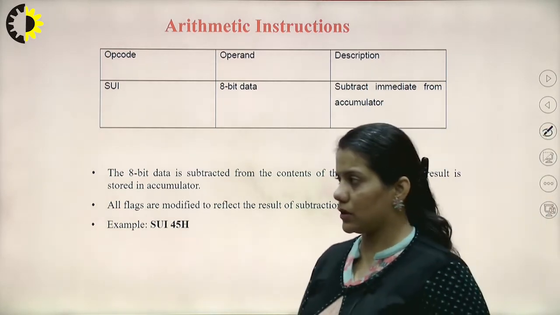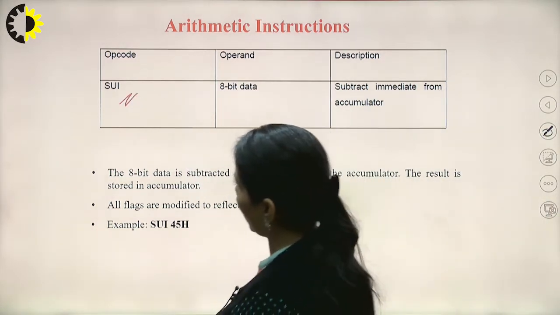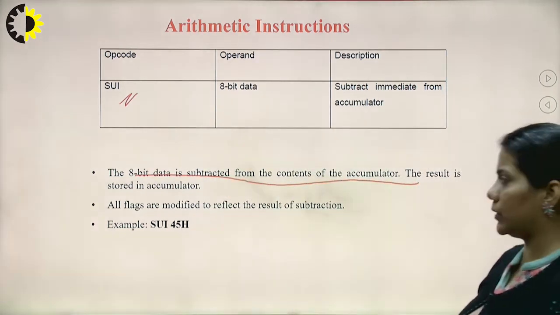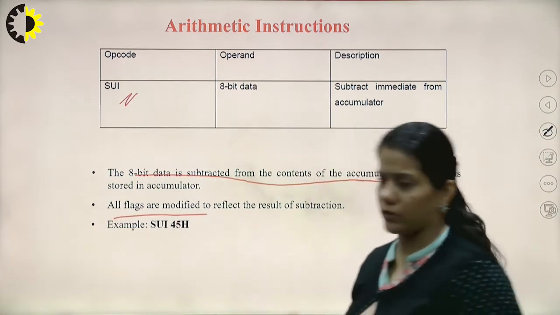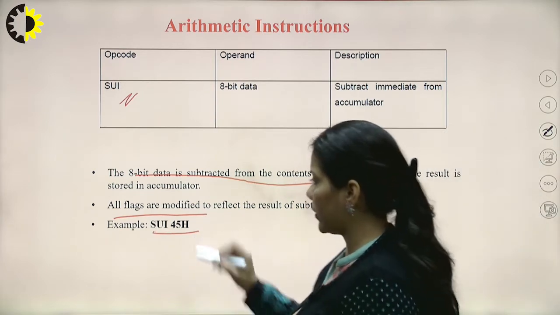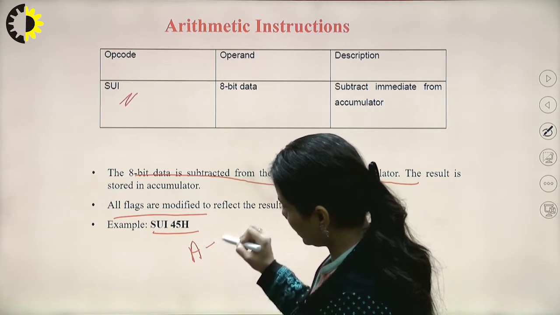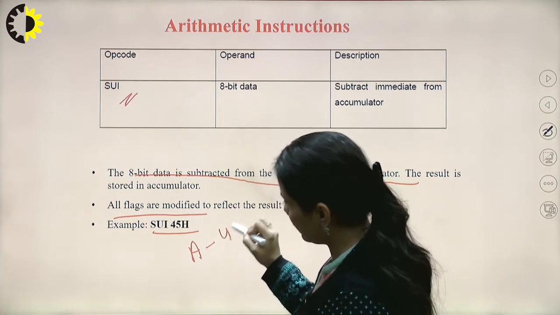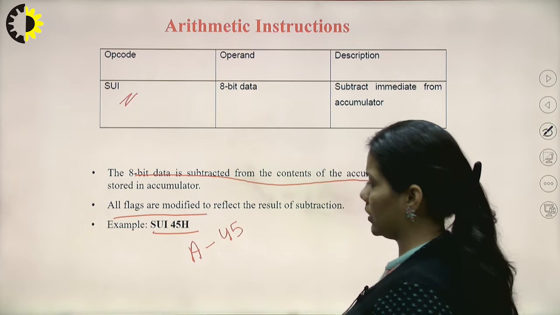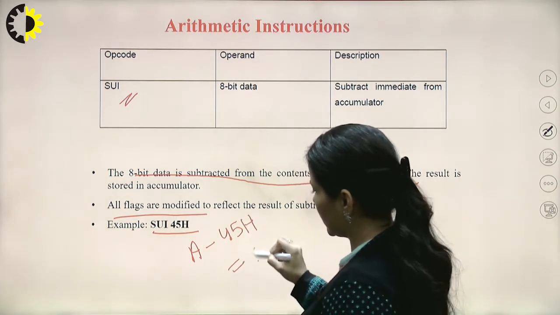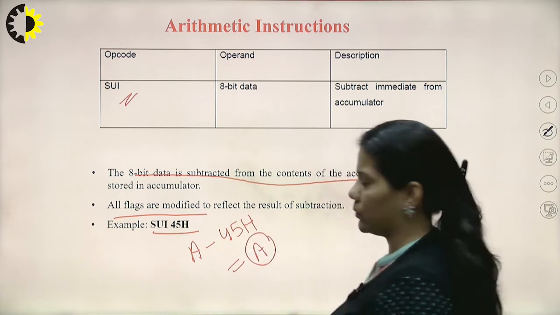Next instruction is the immediate addressing mode instruction, SUI. So 8-bit immediate data is subtracted from the contents of accumulator. All the flags are modified. For example, SUI 45H. What will it do? It will subtract the contents given in the instruction, that is A minus 45H, and the result is stored in accumulator only.